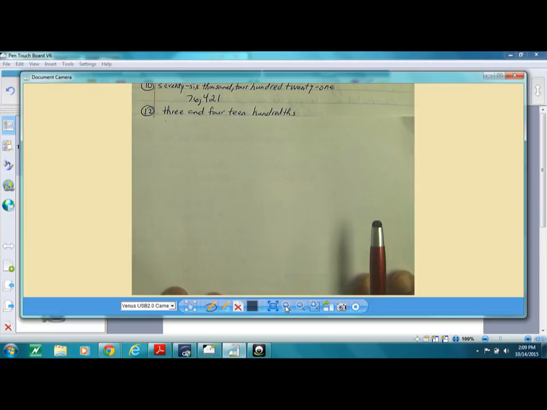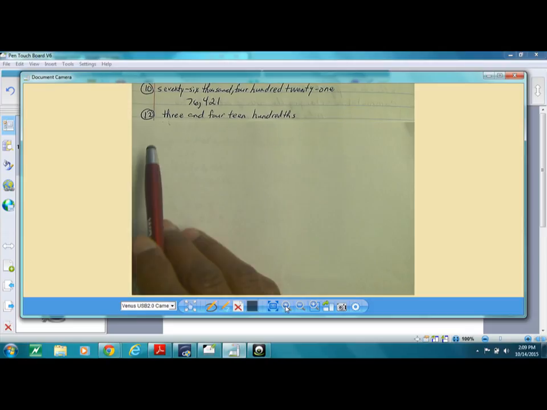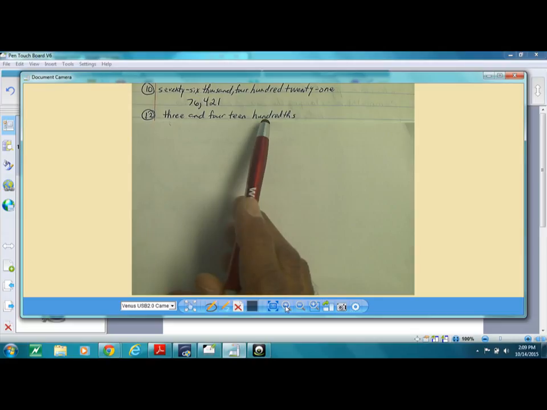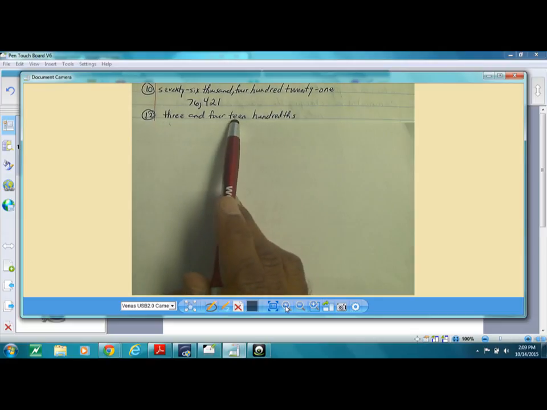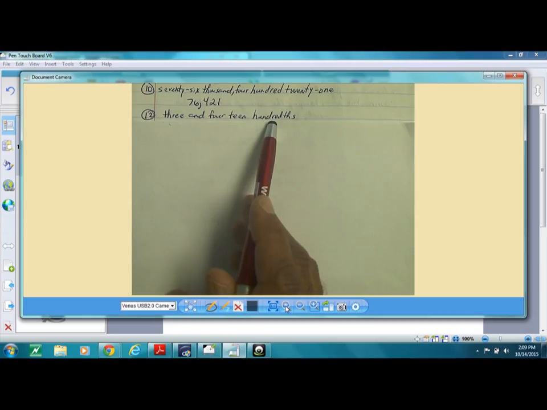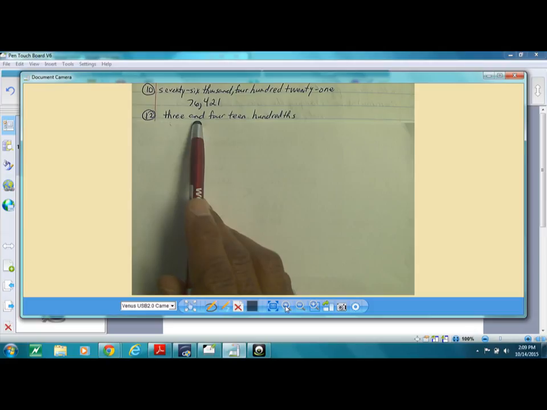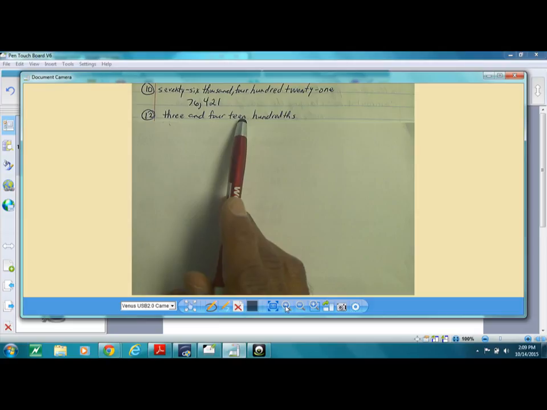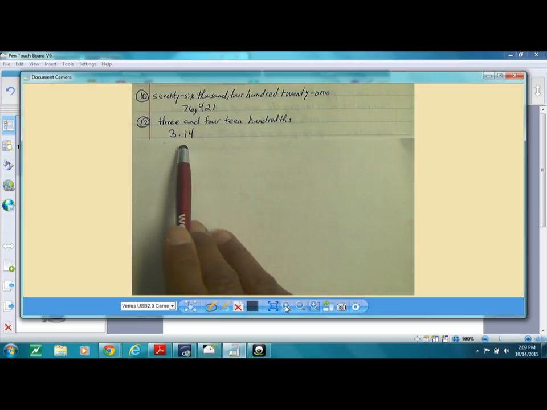Let's move on to number 12. They want us to write this number in standard form. It says 3 and 14 hundredths. Our whole number is going to be a 3. There's going to be a decimal point. We're not going to have anything in the tenths place. Oh, I'm sorry, we're going to have a 1 in the tenths place and a 4 in the hundredths place.